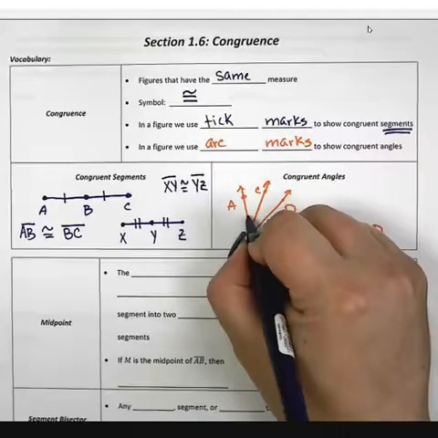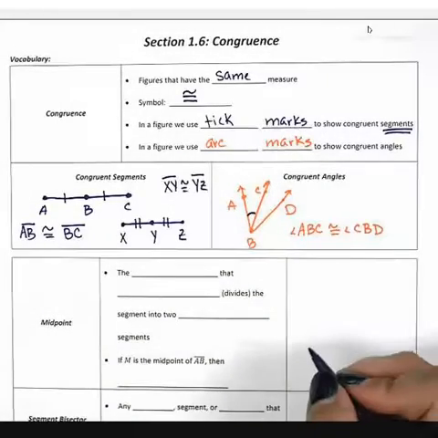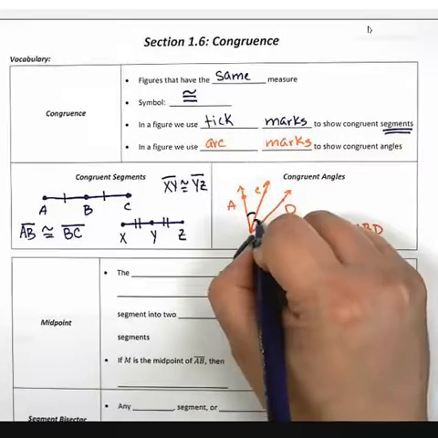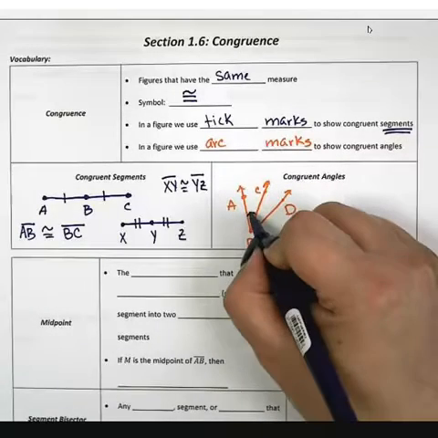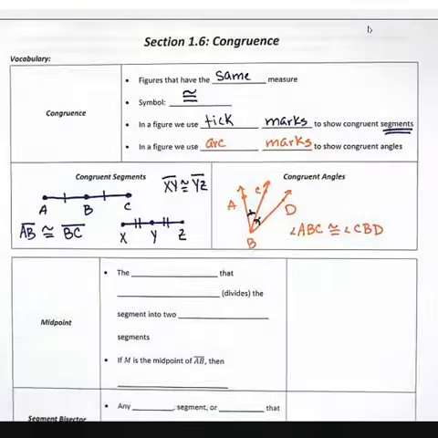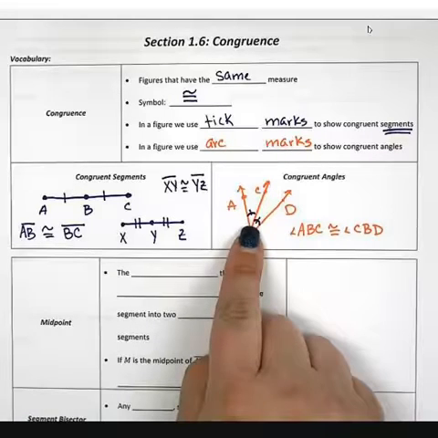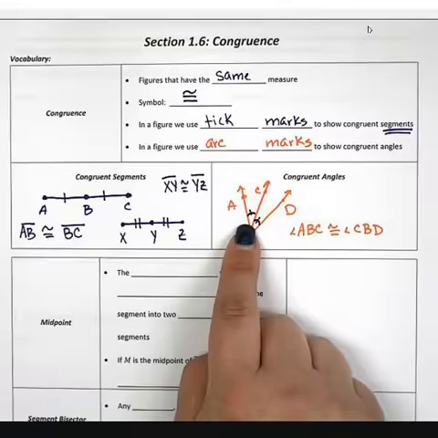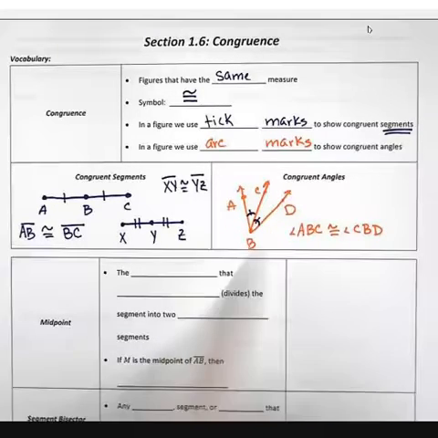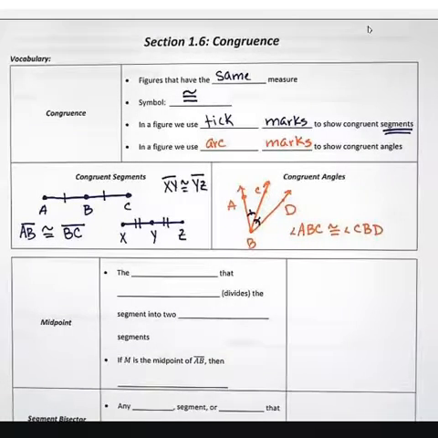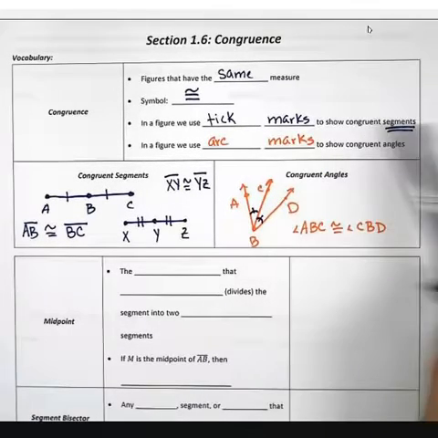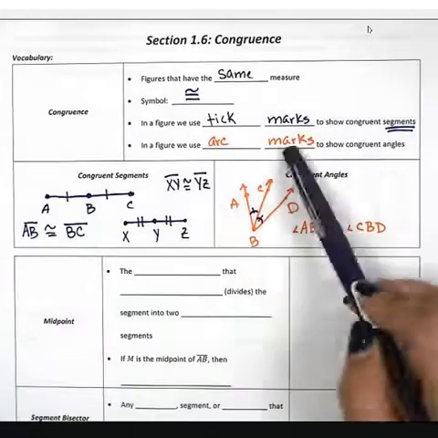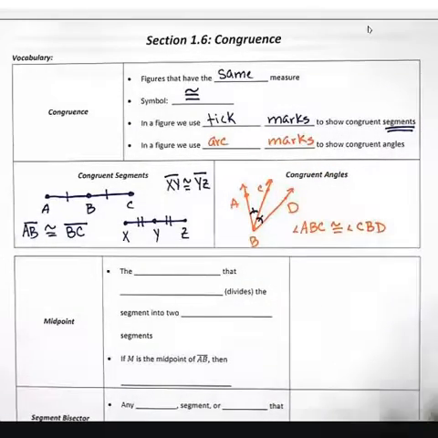So I'm just going to put a little swoosh in one of the angles and then a little swoosh in the other angle. A lot of times I actually do a swoosh with a tick mark in it, like that, to show it. You could also just do the swish. You could do two swishes. Again, as long as it's the same in both of them. So we'll talk about a bunch of different markings you can use, but that's the gist of it. We've got tick marks for congruent segments and arc marks for congruent angles. All right.